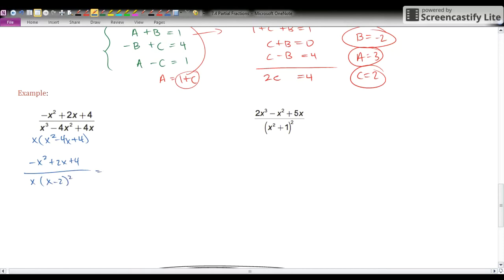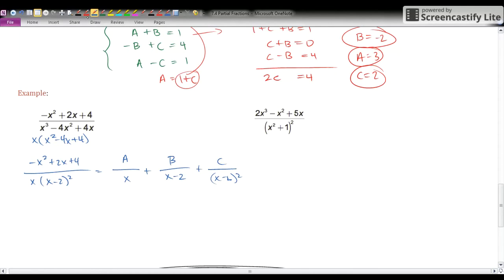All right, let's break that down now. So the first one I have is x, and that's only a multiplicity of 1. So let's put an A on there. And then we have an x minus 2, but that has a multiplicity of 2. So we're going to have to do that for both of them. This one is a B. They're both linear, so that's kind of nice.